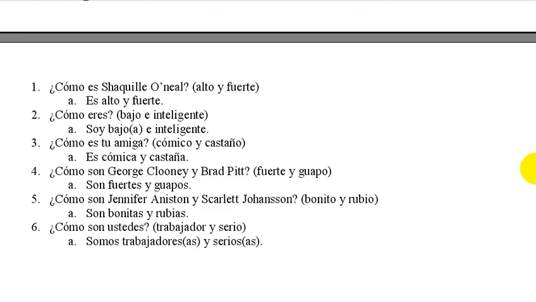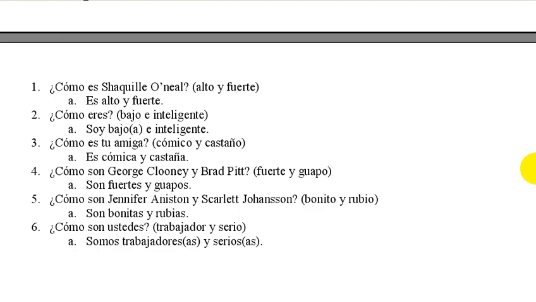¿Cómo son George Clooney y Brad Pitt? Son fuertes y guapos. 5. ¿Cómo son Jennifer Aniston y Scarlett Johansson? Son bonitas y rubias. Y 6. ¿Cómo son ustedes? Somos trabajadores y serios, or if you're female, somos trabajadoras y serias.